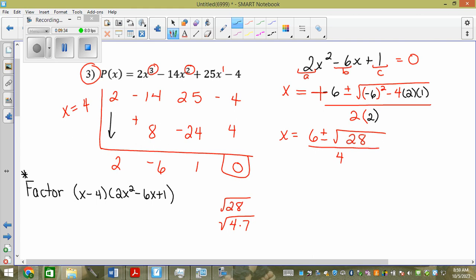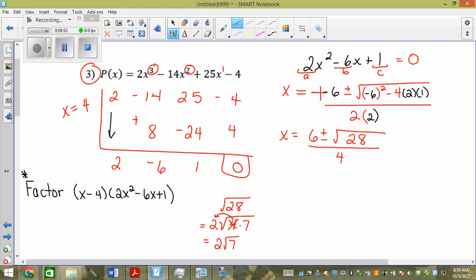But I can take a 4 out. The 4 comes out and it becomes a 2. And then it can come out. Can the 7 come out? No. So unless it's a perfect square, it can't come out. You do a whole entire day's lesson on this in grade 10. And so you get 2 root 7.